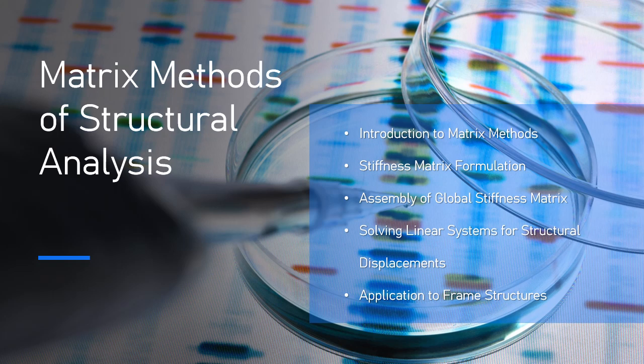u is the displacement vector, a column vector representing the displacement of each degree of freedom. F is the force vector, a column vector representing the applied loads at each degree of freedom. The goal is to solve for u, the displacement vector, which tells us how much each degree of freedom in the structure moves under the applied loads.